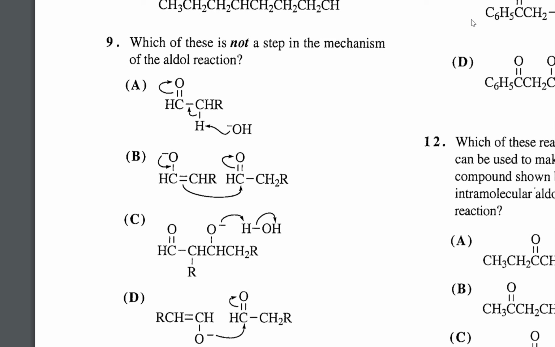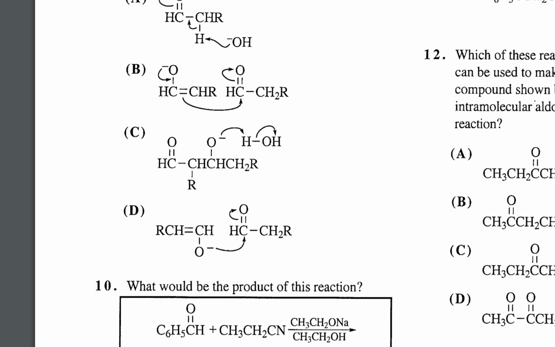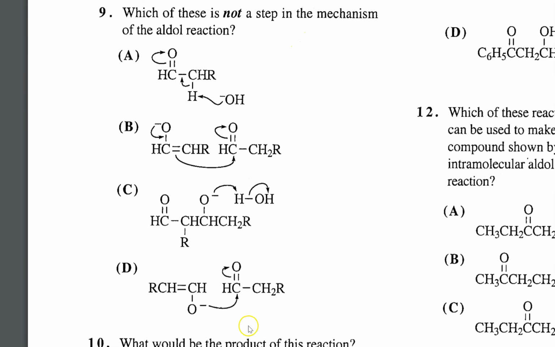But let's just make sure. Even though we eliminated the other 3, D of course makes no sense, because we don't have an oxygen attacking. We're forming a carbon-carbon bond, not an oxygen-carbon bond here. So part D is the one that does not make sense, and that's not a step that we see in aldol.